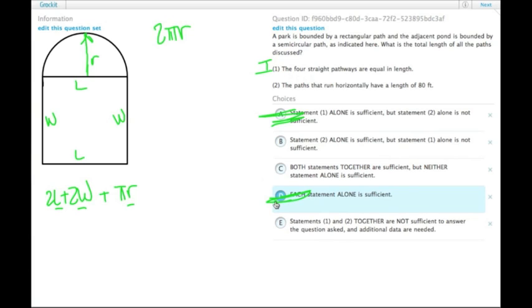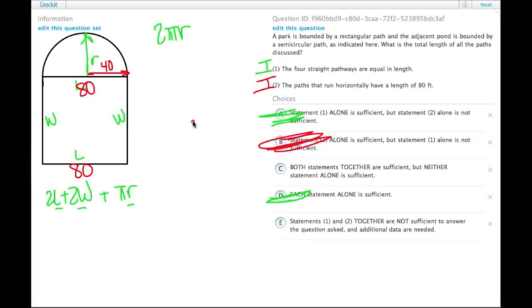Statement 2 tells us that the paths that run horizontally each have a length of 80 feet. So we know that this is 80 and this is 80, but we don't know anything about the width sides. The other thing it does give us is the radius of the semicircle. Because this distance is the same as the green line I drew, that means the radius of the circle is 40. So we do have enough to figure out the semicircular part and half of the rectangular part, but since we don't have these W's, statement 2 is insufficient. We cross off 2 on its own.